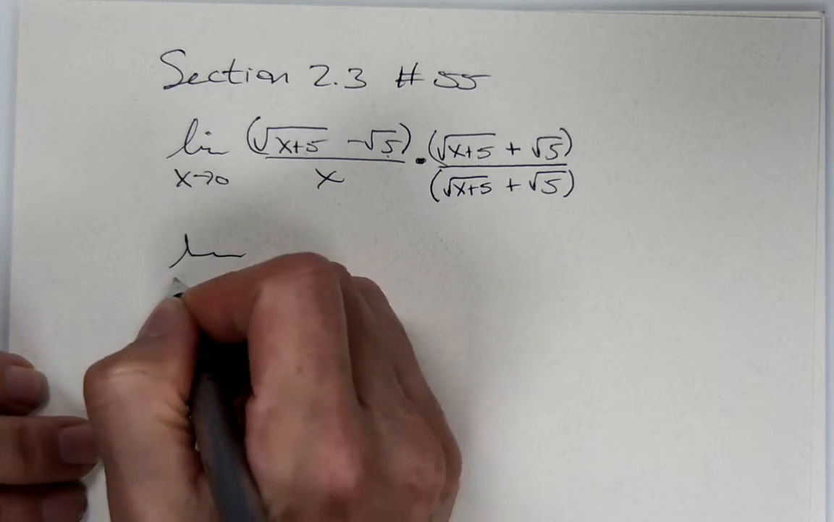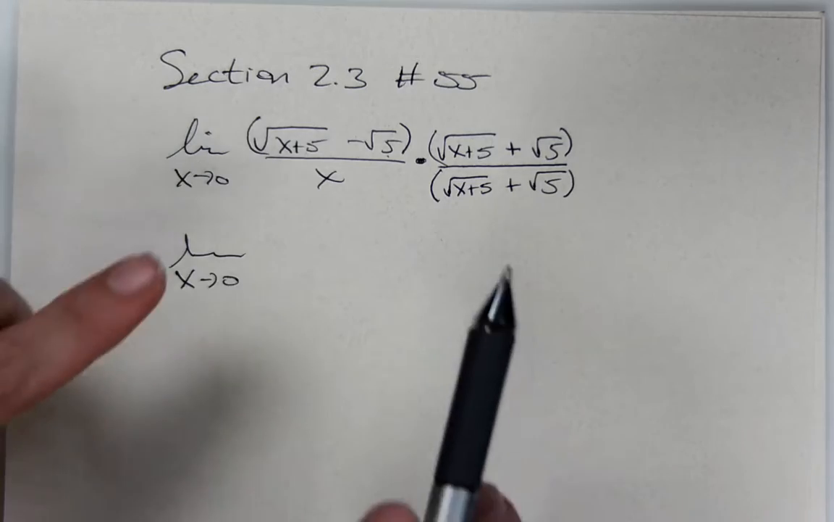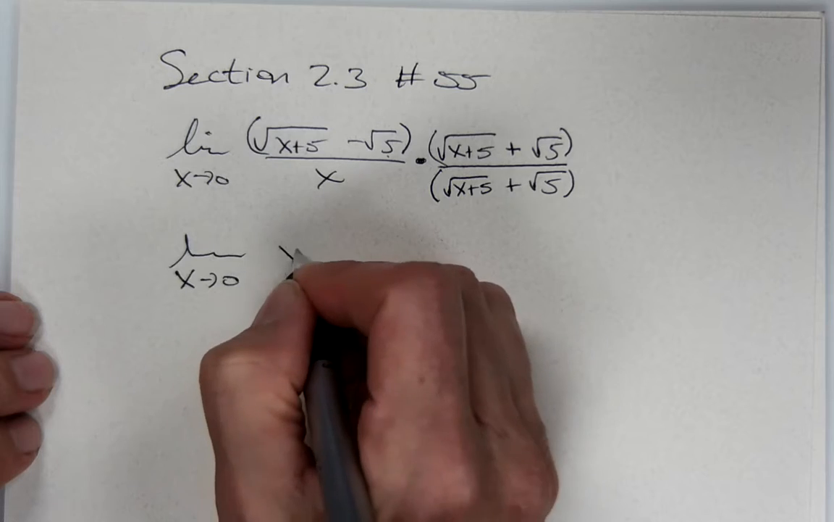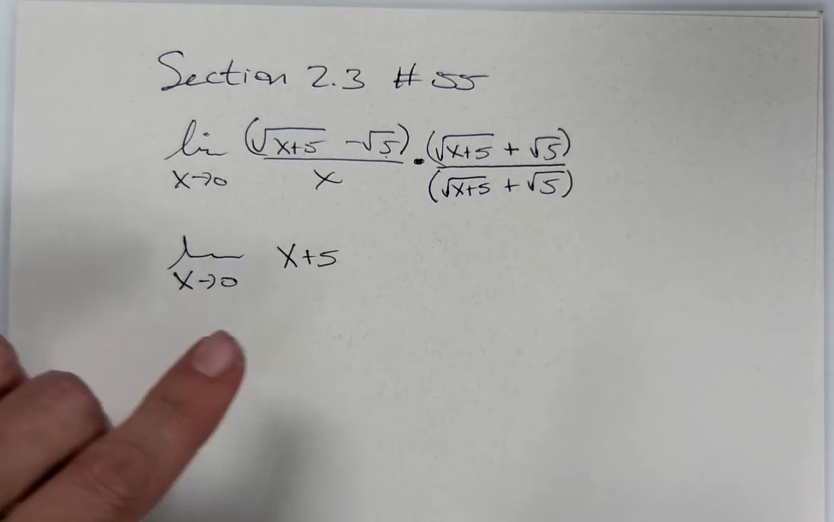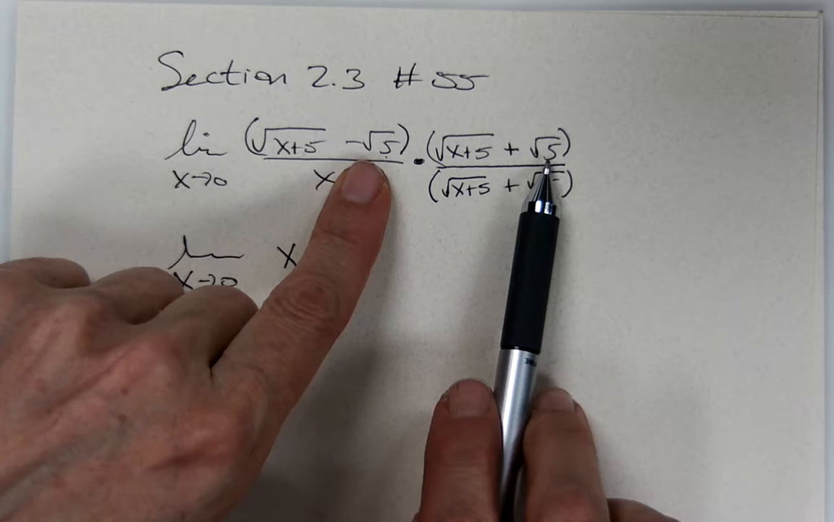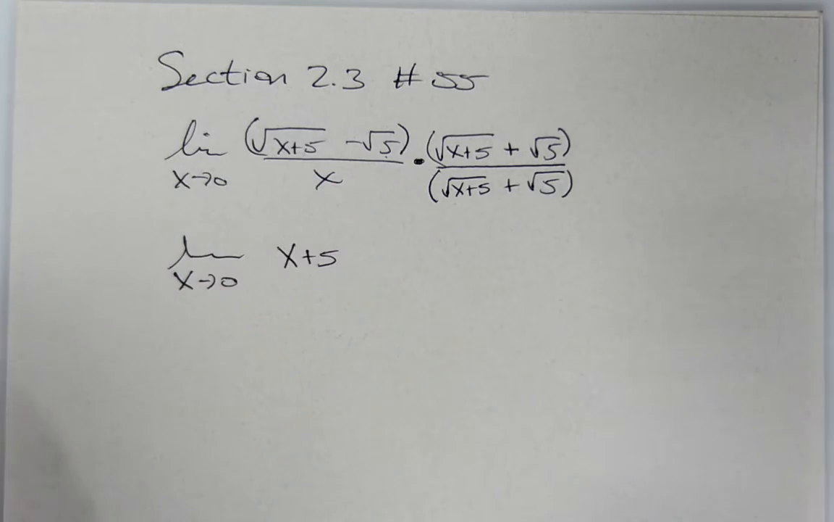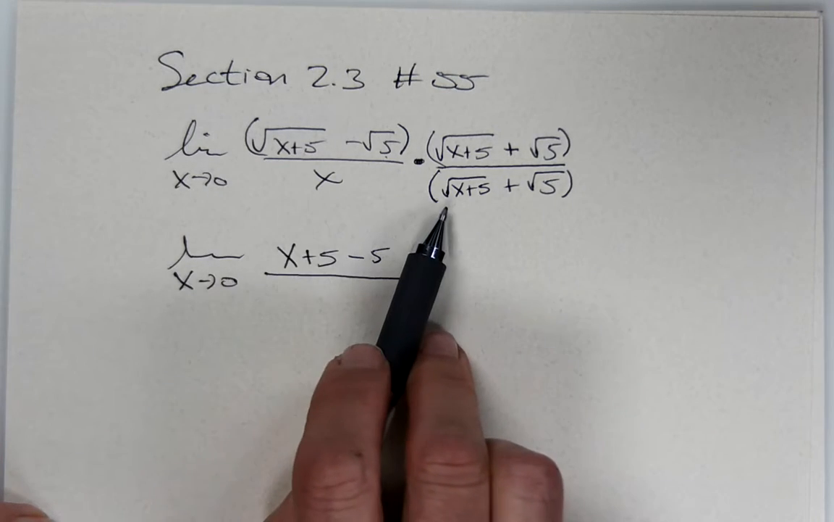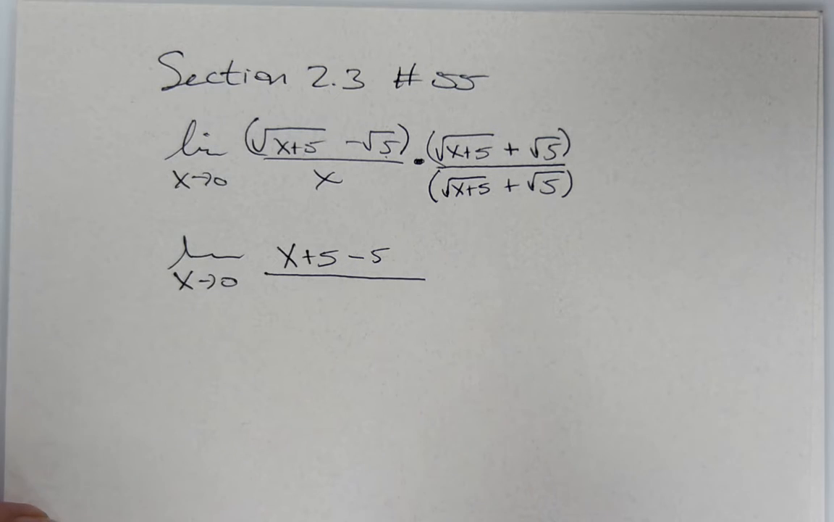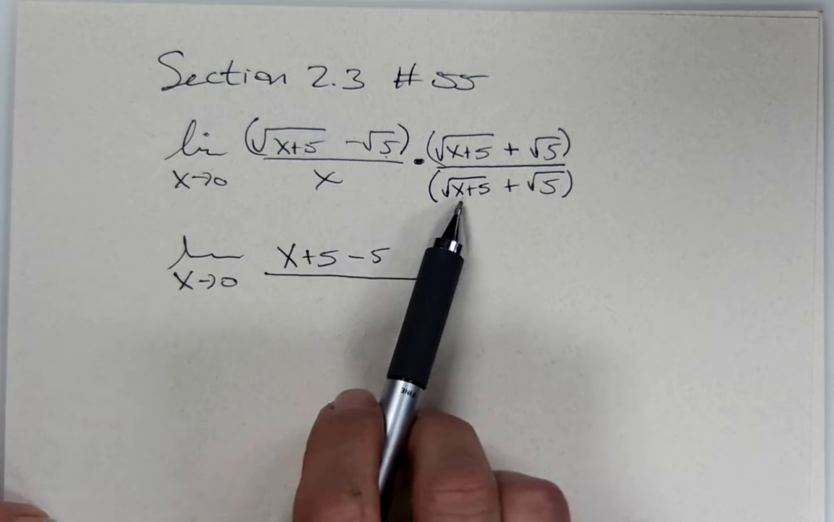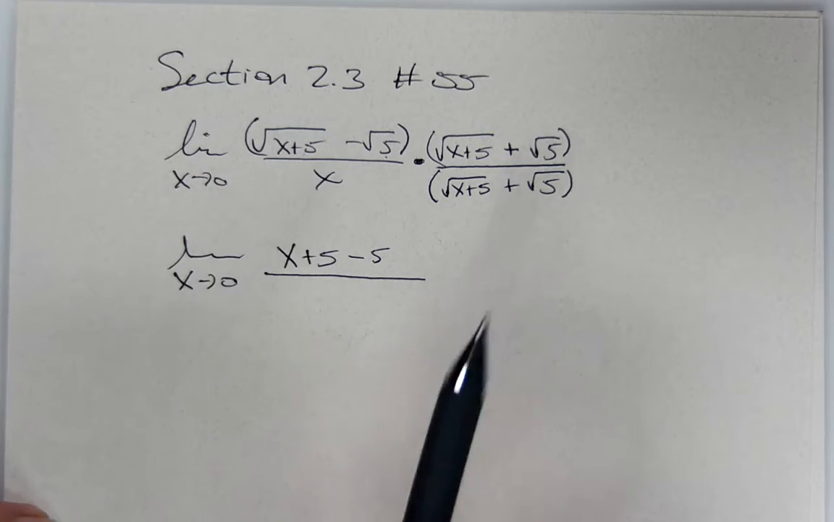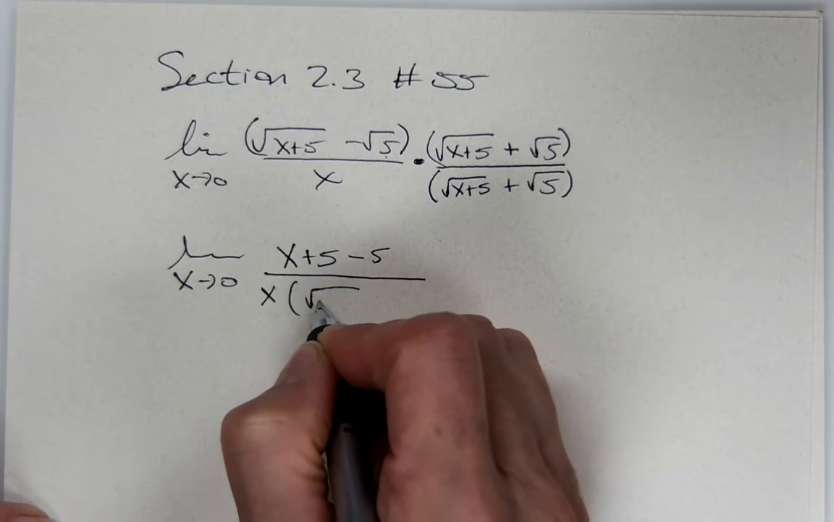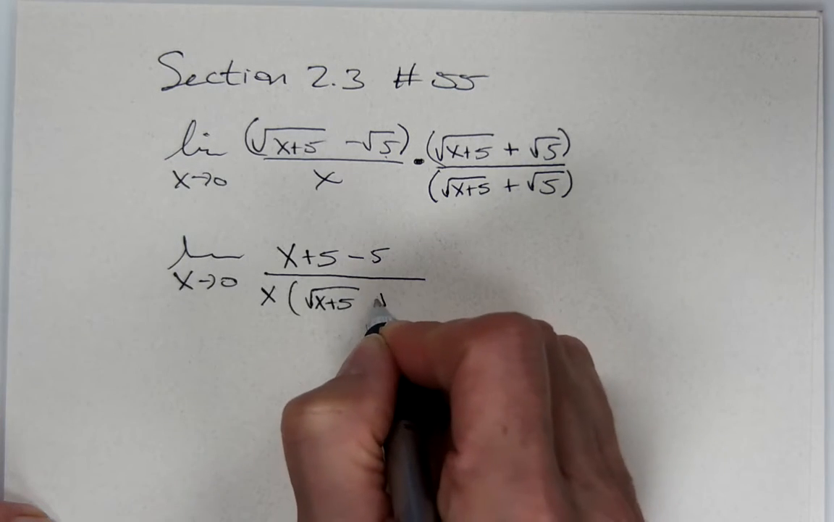So we still have the limit as x goes to 0. But when we multiply the first term, square root of x plus 5 squared is going to be just x plus 5. And when we multiply the last term, we have negative square root of 5 squared, which is going to be minus 5. The denominator, we want to keep factors because you can only cancel factors, not terms. So do not distribute that x, because then you'll have terms and you won't be able to cancel it. So our denominator is x times quantity square root of x plus 5 plus square root of 5.